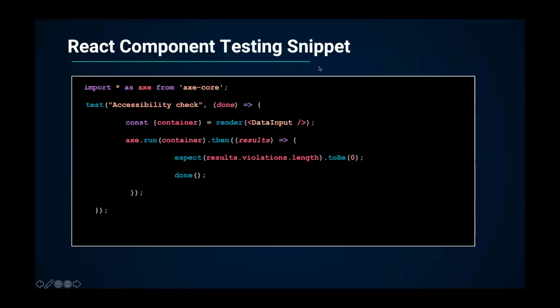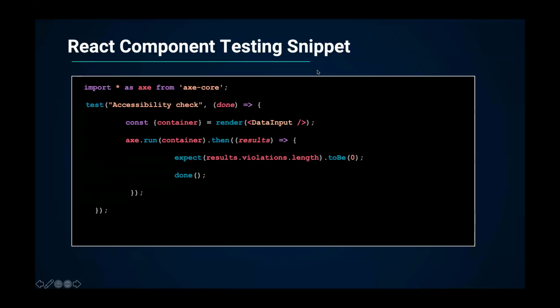So how would I test this? I go into my Jest test case and import Axe core. I make a test case in Jest called accessibility check. I'm going to say a const, and I want the container from the render function of React Testing Library, to take that data input. Then I run axe.run on that container object, which is the raw HTML, and I expect the results' violations.length from the callback to be 0. I would expect no violations to come back from this.